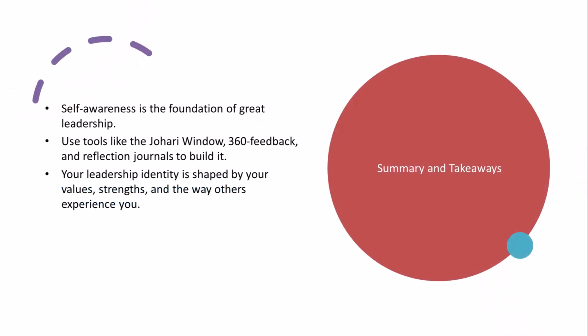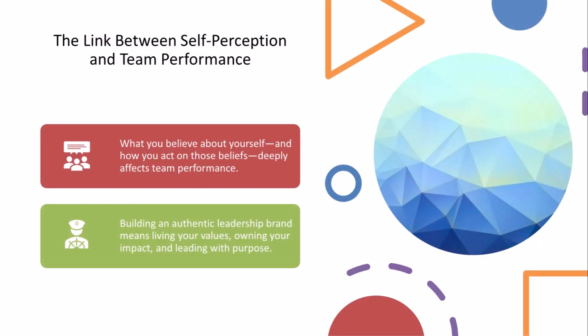Let's recap the key ideas. Self-awareness is the foundation of great leadership. Use tools like the Johari Window, 360 feedback, and reflection journals to build it. Your leadership identity is shaped by your values, strengths, and the way others experience you. What you believe about yourself and how you act on those beliefs deeply affects team performance. Building an authentic leadership brand means living your values, owning your impact, and leading with purpose.